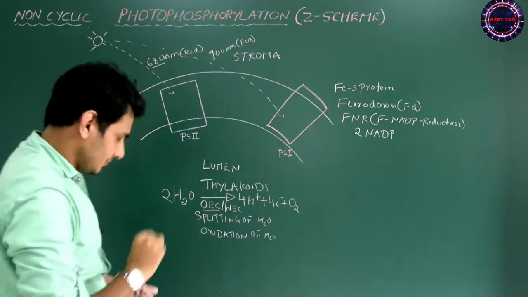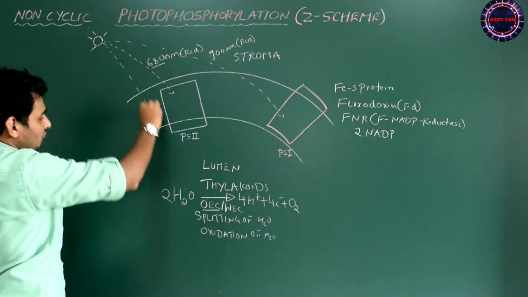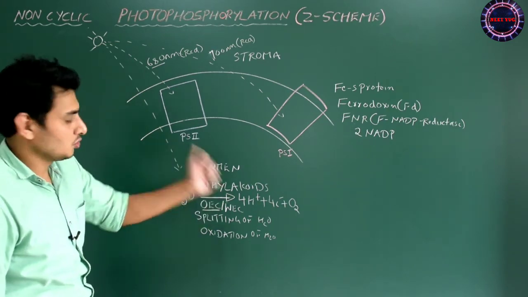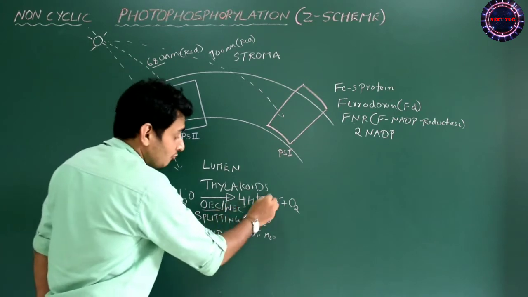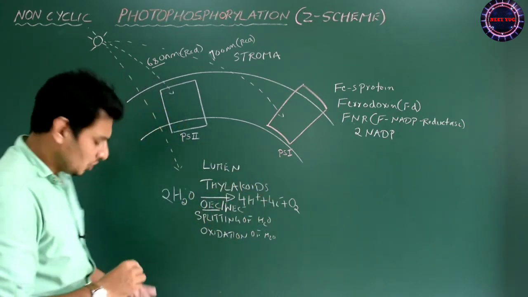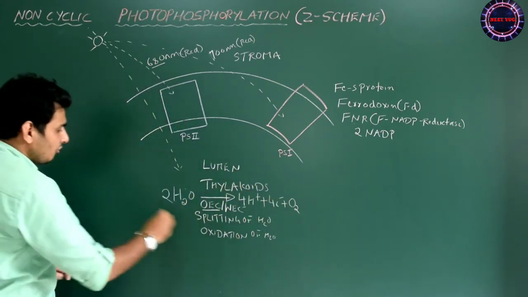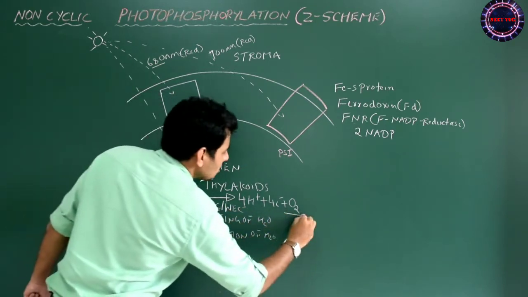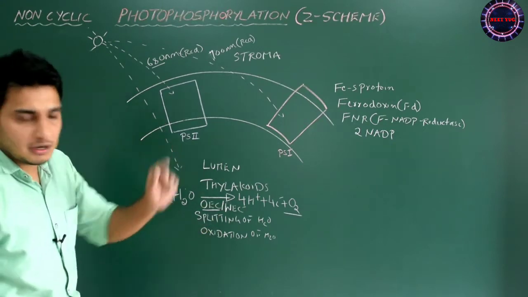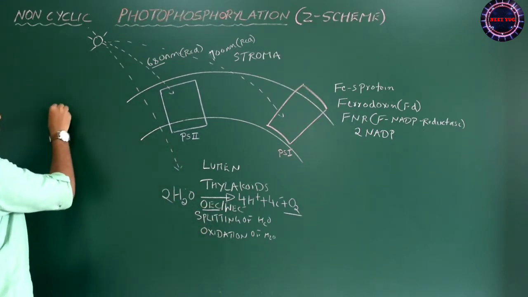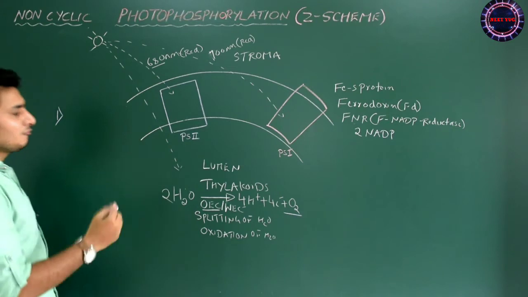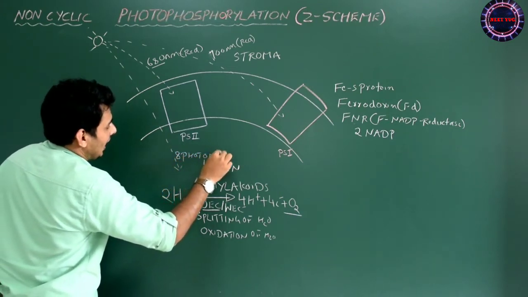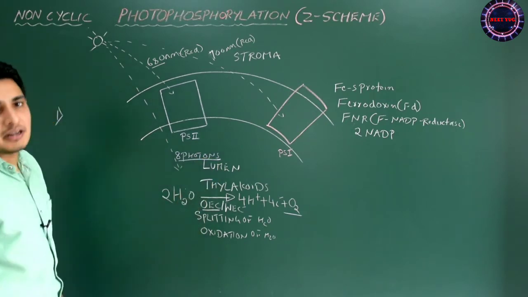Now the sunlight also falls on this lumen, and as a result, the water splits to give protons, electrons and 1 oxygen molecule. For the splitting of water, to synthesize only 1 oxygen molecule, we need 8 photons. So how many photons are required? 8 photons are required. And this is called quantum requirement.